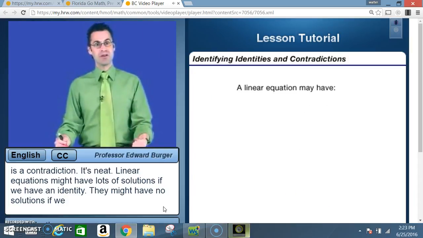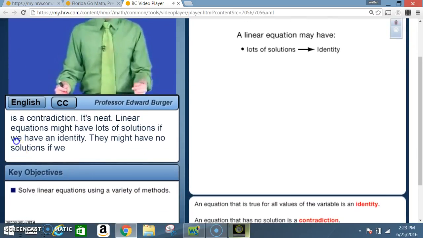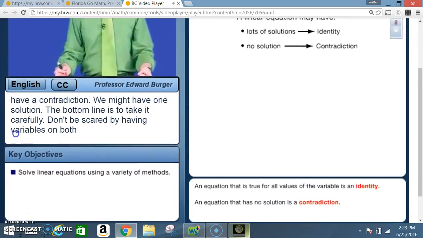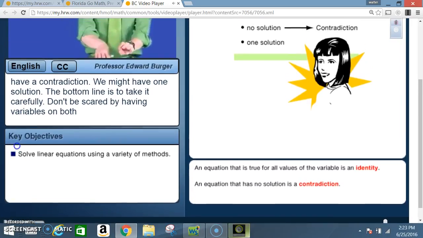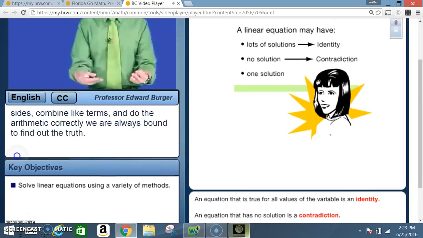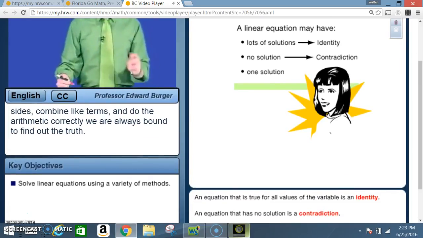Linear equations might have lots of solutions if in fact we have an identity, or they might have no solutions if in fact it's a contradiction, or we might have one solution. It's pretty neat. But the bottom line is, if we take it carefully, not be scared by having variables on both sides, combine like terms, and do the arithmetic correctly, we're always bound to find out the truth.